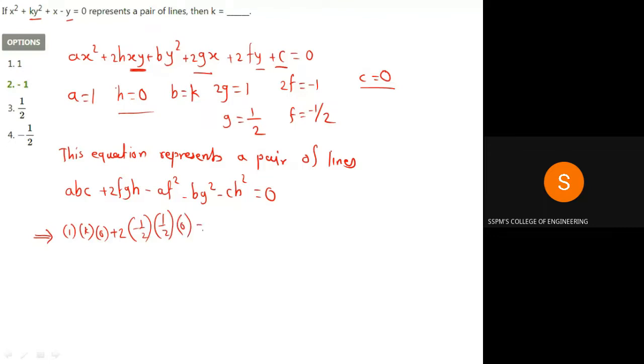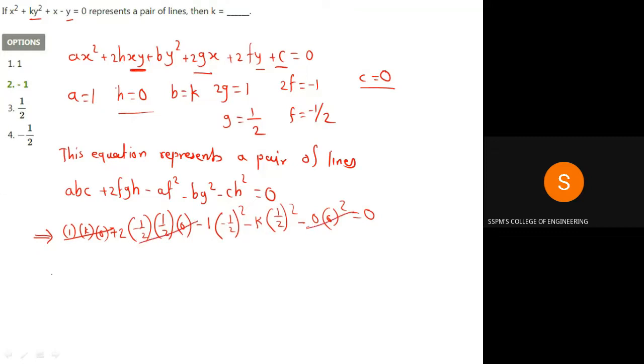Minus af square. For af square, what is value of a? It is 1. Into f square, it is minus 1 by 2 square, minus bg square. What is value of b? It is k. Into g square, it is half square. What is value of g? It is half. So half square minus c. Value of c is 0. And h square, h is also 0. So these values can be neglected.